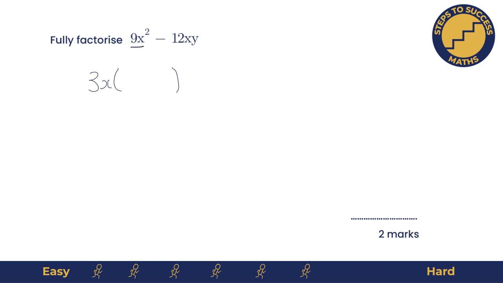How do we get the 9? We need to times by 3. How do we get the x squared? We need to times by x. Then it's a takeaway. How do we get the 12? We need to times 3 by 4. We've already got the x, but we're missing the y. And now we have fully factorised.